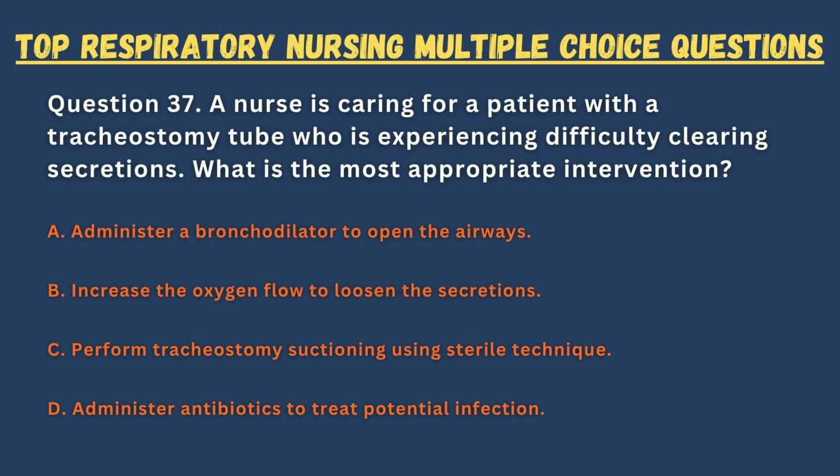Question 37. A nurse is caring for a patient with a tracheostomy tube who is experiencing difficulty clearing secretions. What is the most appropriate intervention? A. Administer a bronchodilator to open the airways. B. Increase the oxygen flow to loosen the secretions. C. Perform tracheostomy suctioning using sterile technique. D. Administer antibiotics to treat potential infection.